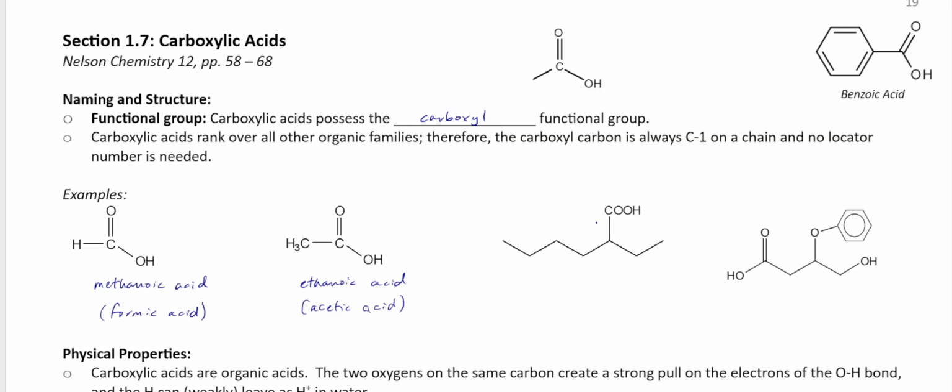This one over here is a little trickier to name, or maybe not. You just have to remember that because this is the carboxyl group right here, I have to label this 1, 2, 3, 4, 5, 6. Okay, and then over here I've got a branch with two carbons, 1, 2. So on the second carbon I have an ethyl branch, so I'm going to say 2-ethylhexanoic acid.